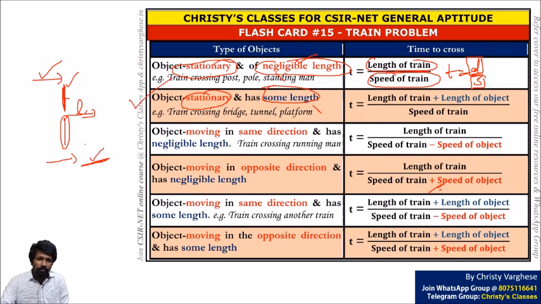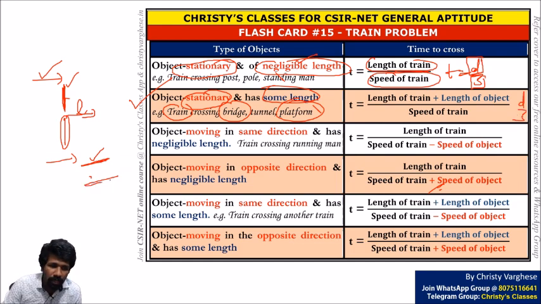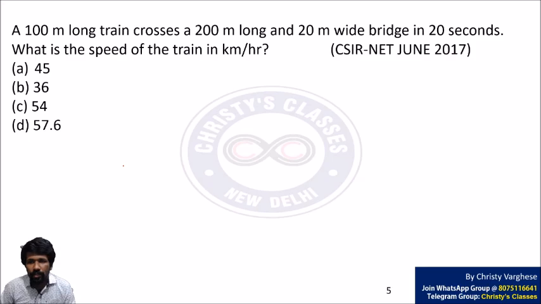Second case: when the second object is stationary but it is having some length, like a train crossing a bridge or a train crossing a platform. In that case, distance by speed is the formula, but the total distance to be covered will be the total length of the train also, and the total length of the platform also added, because crossing means like this. Total length should be crossed. So the length of the platform is needed, the length of the train also is needed, because the total length of the train should be crossed. I will show you a question so that you will get clarity.